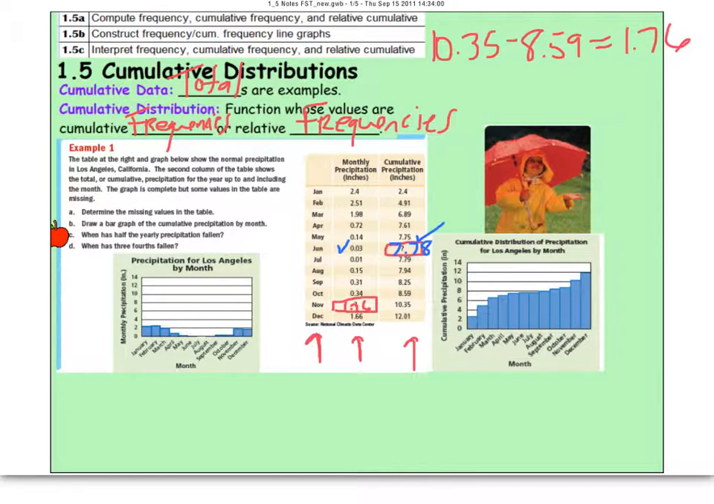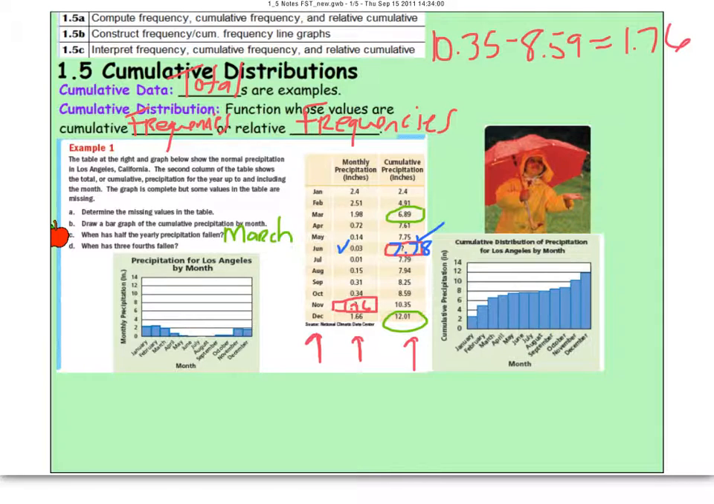All right, Part C. A question here. When has half the yearly precipitation fallen? Well, if you take a look at what we have for full precipitation, there's been a total of 12 inches in total. So half of that would be 6. And if you take a look at it, by the end of March, we're at 6.89 inches of rain. So sometime in March, we hit the 6 inches in total for cumulative.